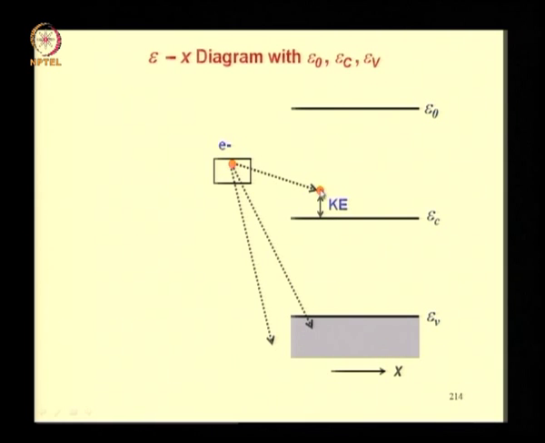Suppose the electron is in the conduction band and its total energy is as shown here with this particular location. Then the distance between the energy of the electron and EC, the energy level EC, is actually the kinetic energy. Therefore, EC is the potential energy of a conduction electron. Any energy higher than EC would imply presence of a kinetic energy.